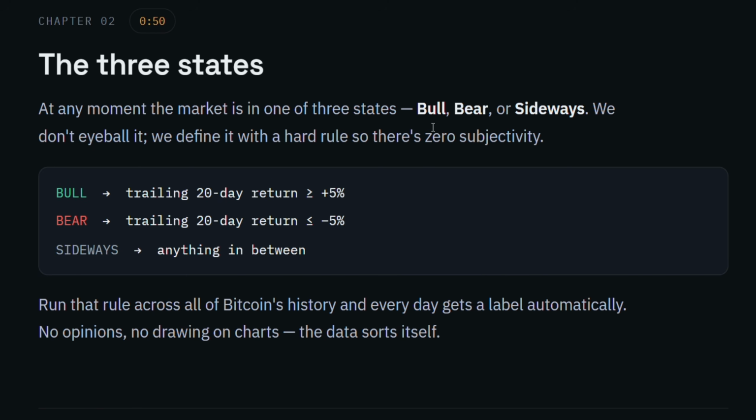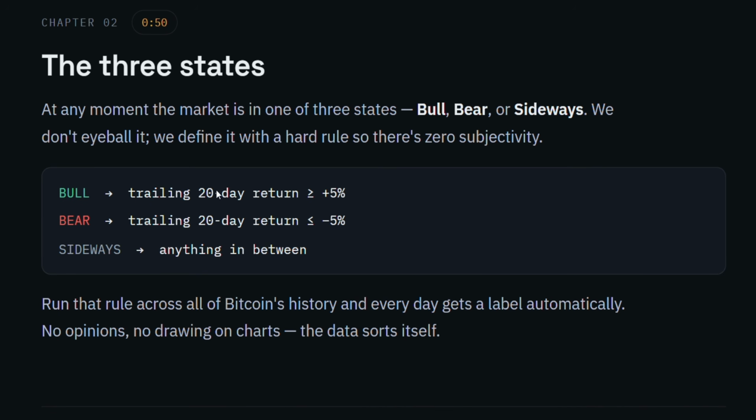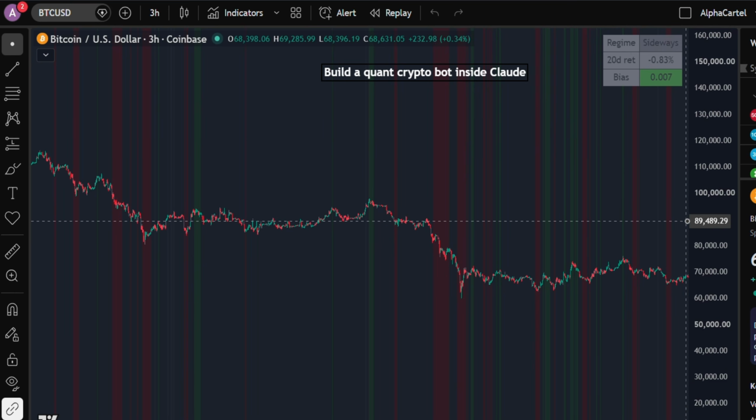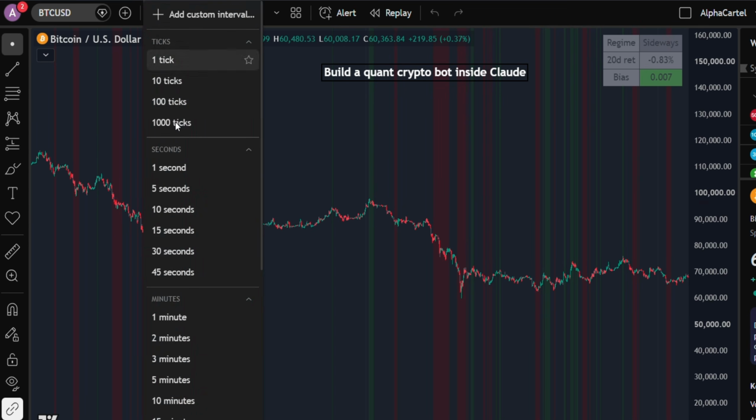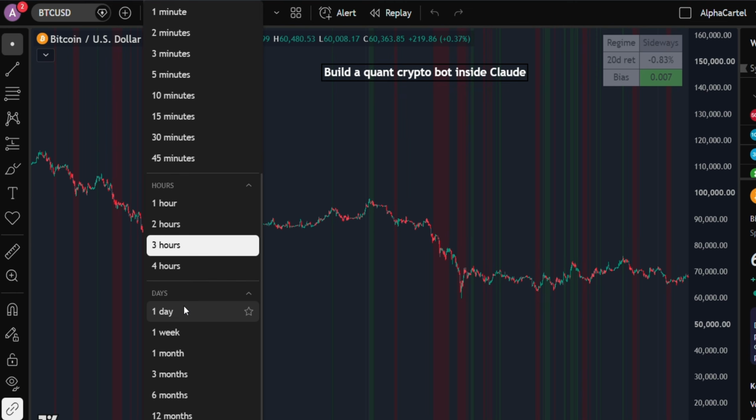At any moment, the market is in one of three states. Bull, when it's trending up. Bear, when it's selling off. Sideways, when it's just chopping around going nowhere. The trick is we don't eyeball which one we're in. We define it with a hard rule, so there's zero subjectivity.